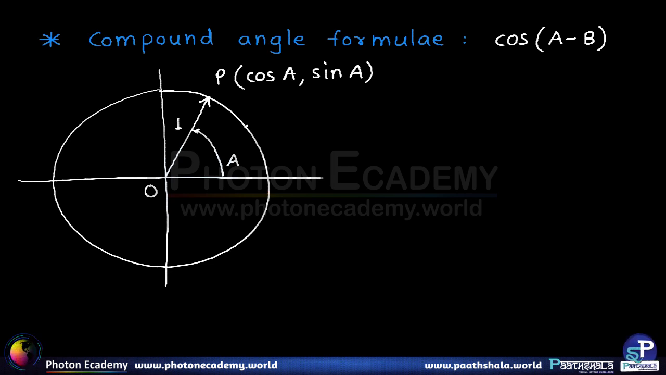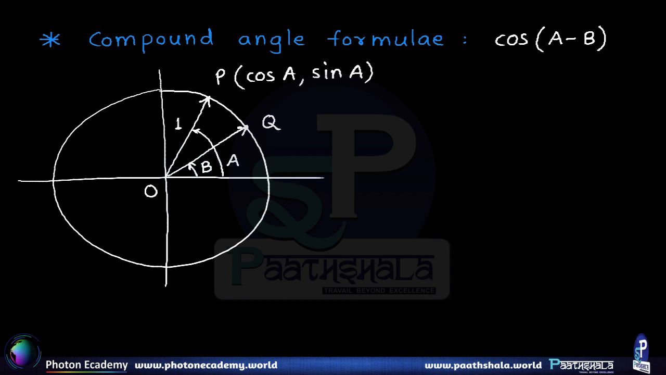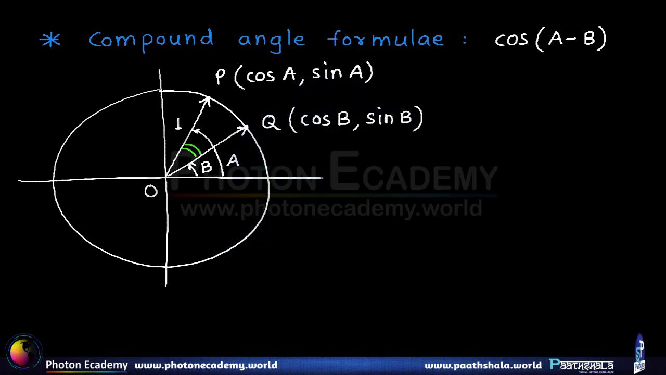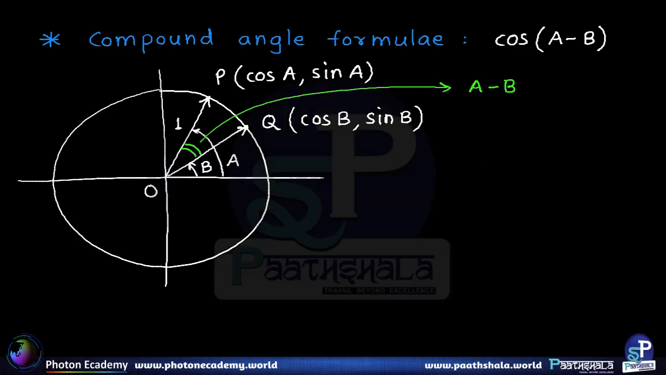Now let's consider another point Q on the circle, which makes an angle of B with the positive x-axis once again. So the coordinates of Q are nothing but cos B and sin B respectively. If you look at the angle between the radius vectors of P and Q, the green colored angle, that angle is nothing but A minus B. Now to calculate the cos of A minus B, we follow an important trick.